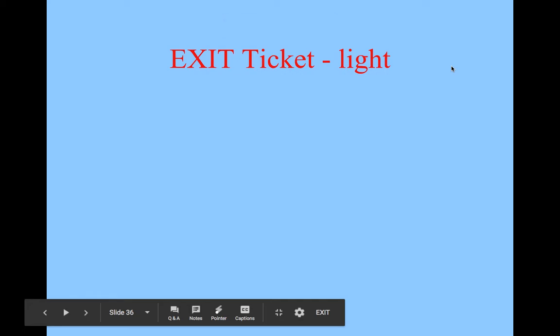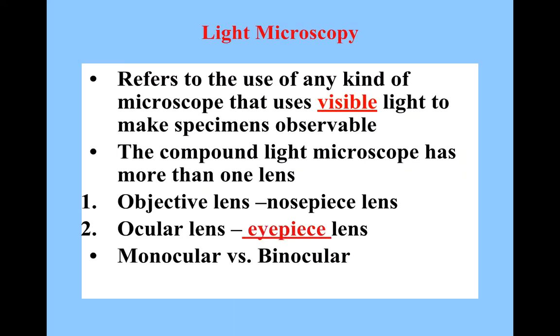Well, hopefully you've all finished your exit ticket from the lab that we did on Monday, all about the properties of light. Now we're going to go ahead and move on, and we're going to talk about light microscopy. We talked about the electromagnetic spectrum. Now we're going to talk specifically about visible light in the microscopes that we use to help make things viewable.